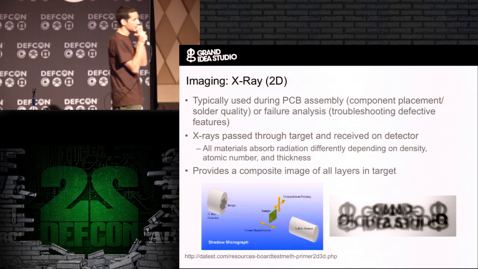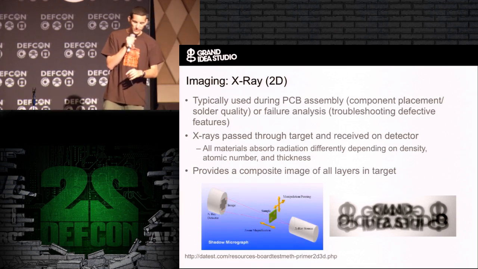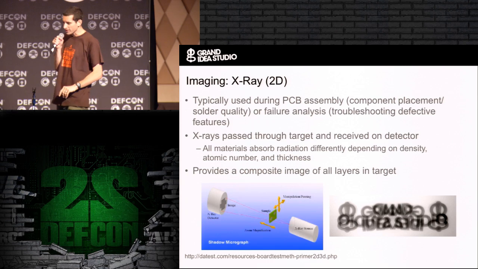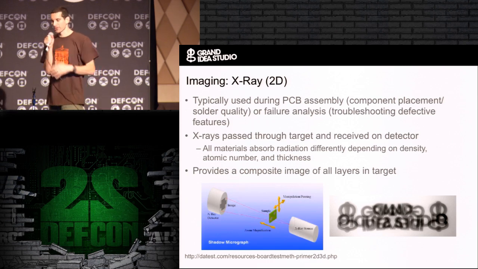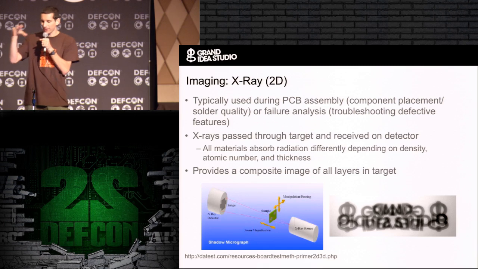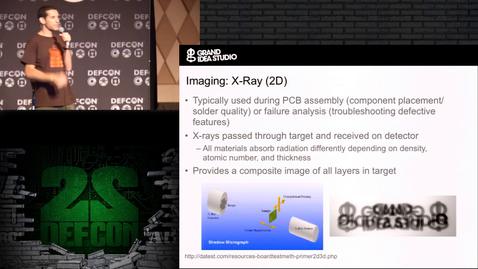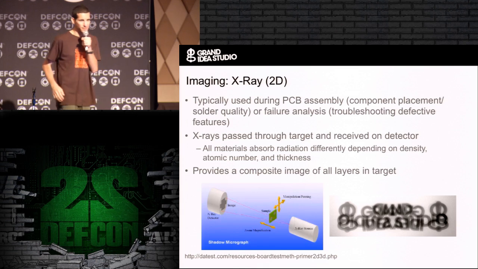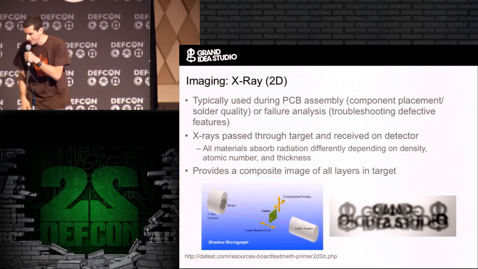But it turns out that they're used a lot for failure analysis of circuit boards and of components on circuit boards. They're used during circuit board assembly to make sure components are soldered on properly. So you can actually go to a contract manufacturer and say, hey, can I use your X-ray machine? And they'll say, sure. So that's what I did.